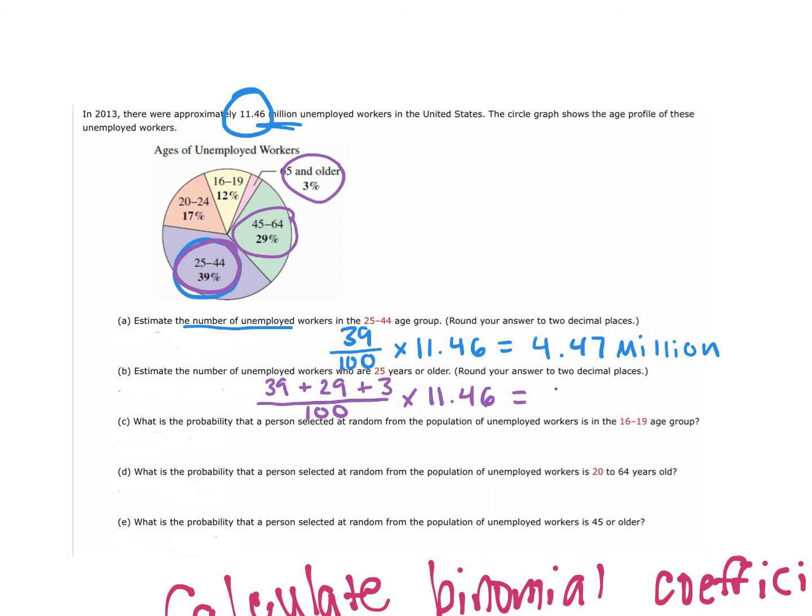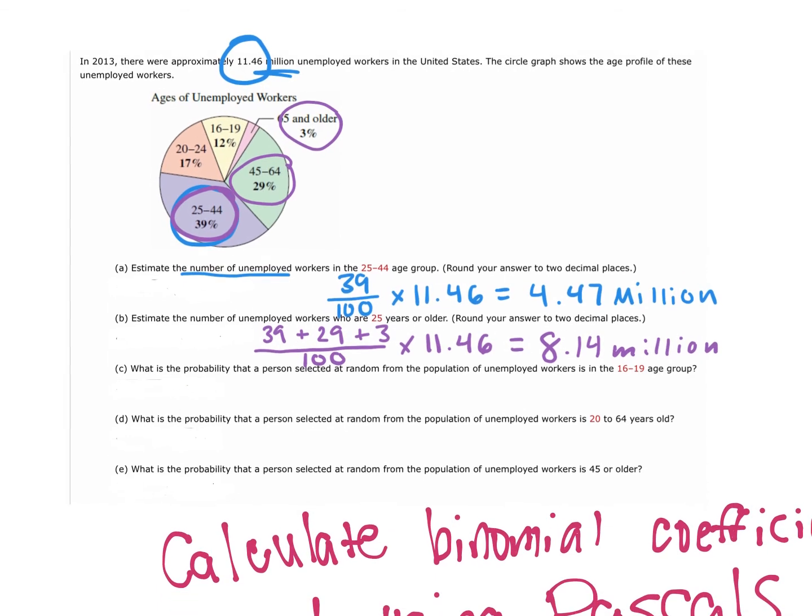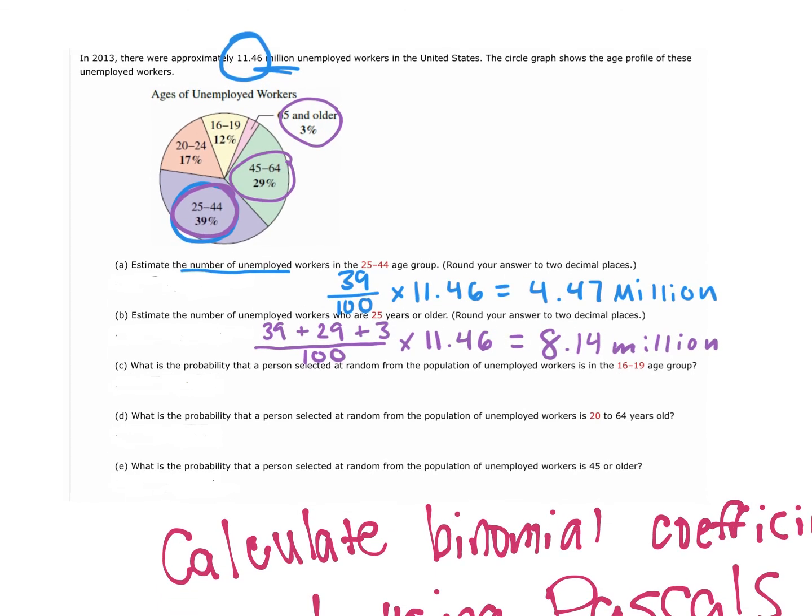I got 8.09. I got 8.14. I think I only multiplied by 11.4 by accident. Oh, okay. That would make sense. Any questions on that one?